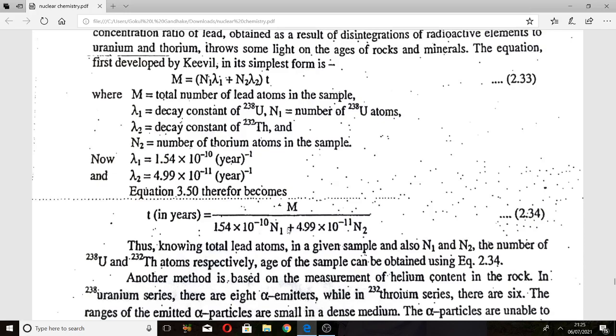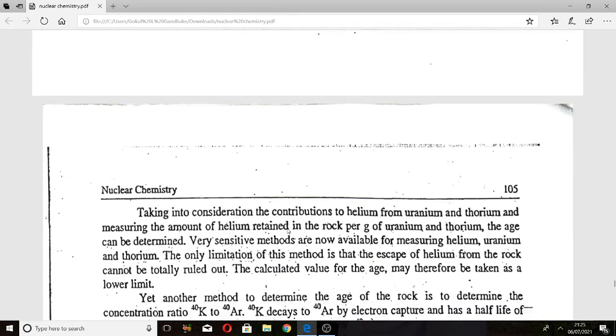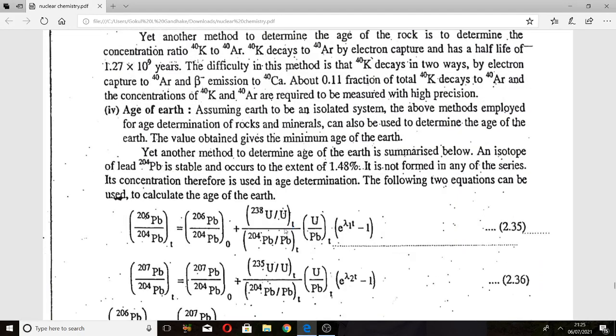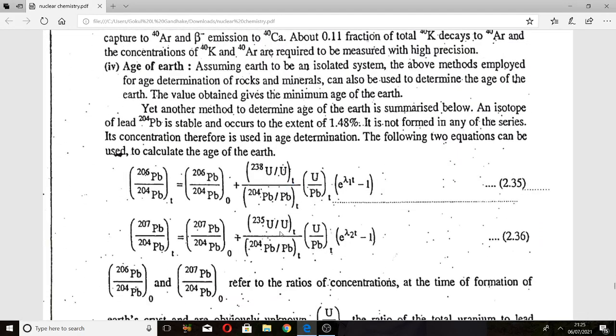Next, we can see the age of the earth. What is the age of the earth? Assuming the earth to be an isolated system, the above methods employed for the age determination of rocks and minerals can also be used to determine the age of the earth. Let us see how to determine the age of the earth.